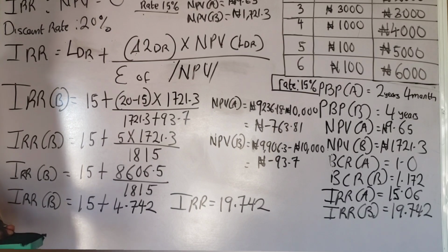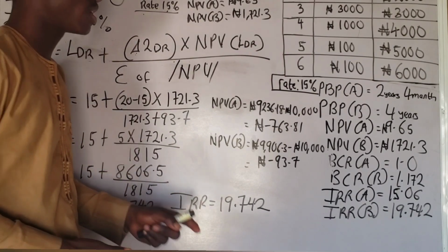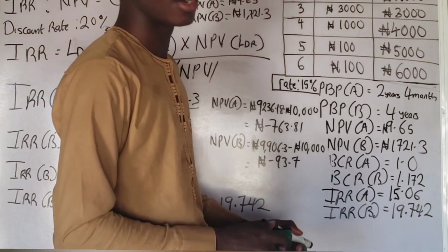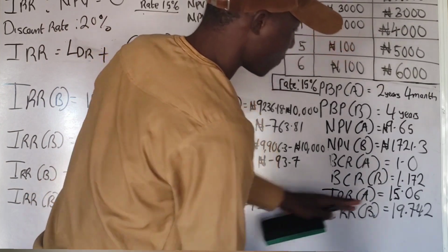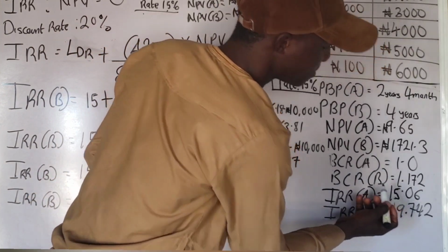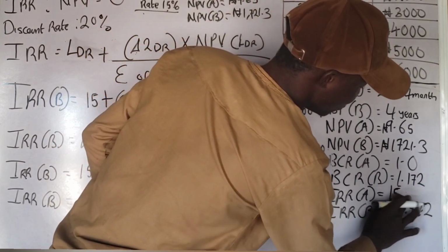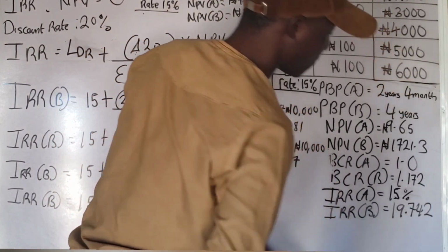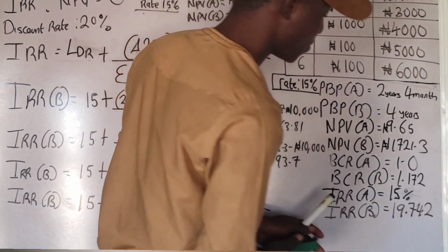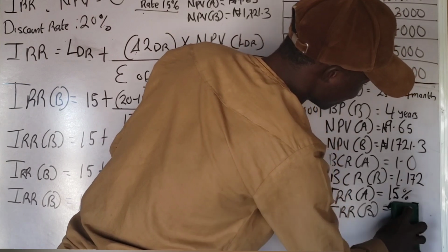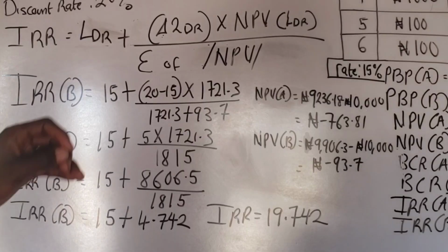Since we are dealing with rates, because the full meaning of IRR is internal rate of return, I'm going to approximate this to a whole number, and I can put percent. So the internal rate of return for project A, if I approximate this to a whole number, will be 15%. And for this one, if I approximate, this will become 20. So here will be 20%. Okay, so that is the solution to that question.